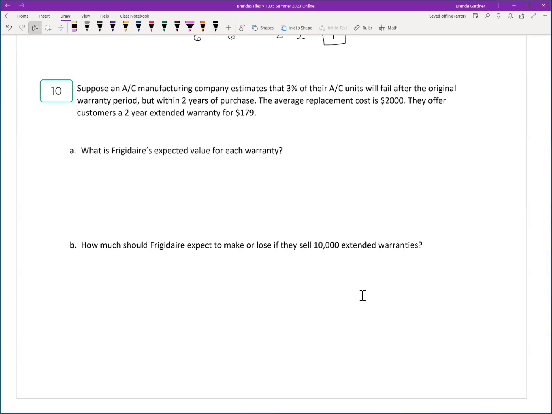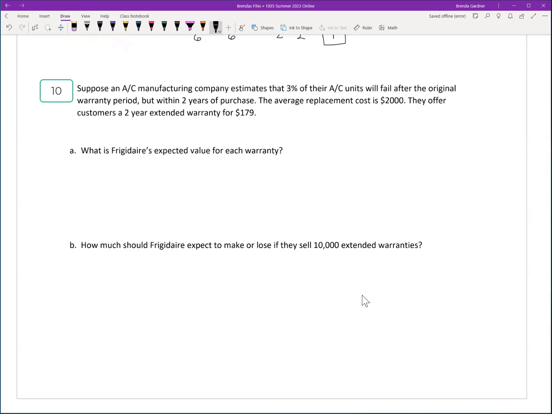All right, suppose an AC manufacturing company estimates 3% of their AC units will fail after the original warranty period, but within 2 years of purchase. The average replacement cost is $2,000. I think that's actually pretty low, but maybe that's the repair cost. They offer customers a 2-year extended warranty for $179. What is their expected value for each warranty?